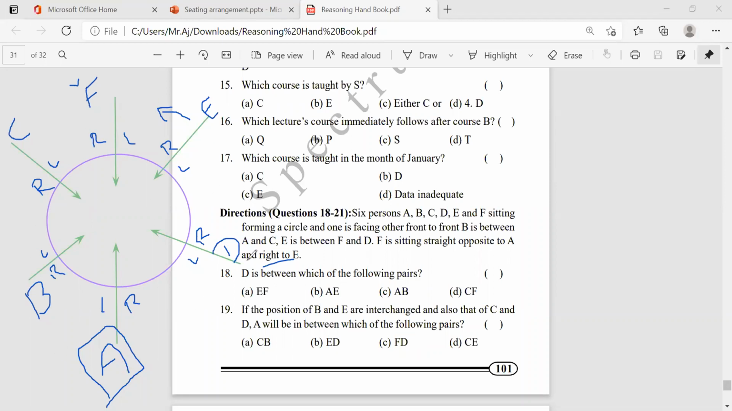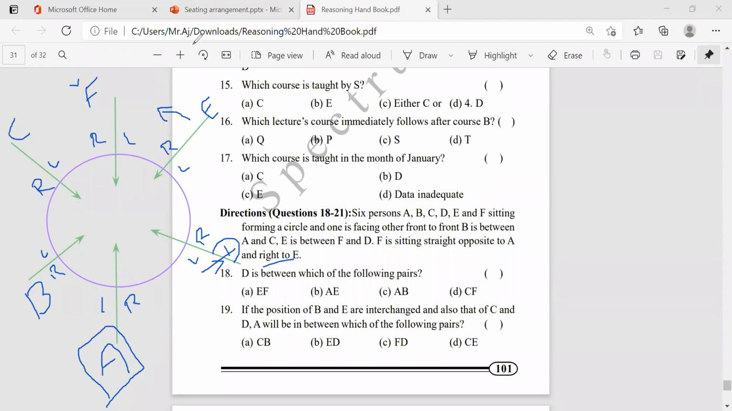Then what they are asking: D is between which of the following pairs? See and give the answer now. You people give the answer in the chat box first. D is between which pair? D is here. The pair in between means A and E. A and E is the first answer.